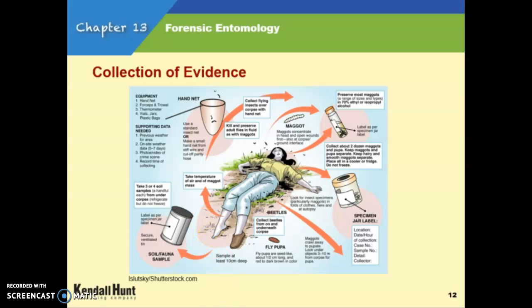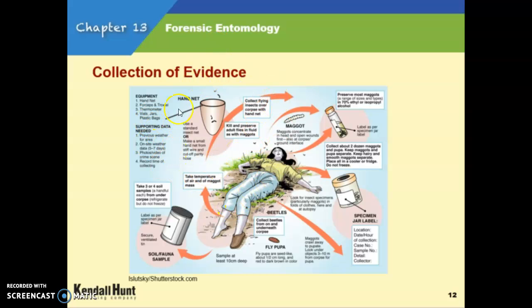All right, so collection of evidence. So equipment you might use would be like a hand net, forceps, and a trowel, which is just a little shovel, right? A thermometer, because you need to know the temperature, and then vials, jars, and plastic bags.